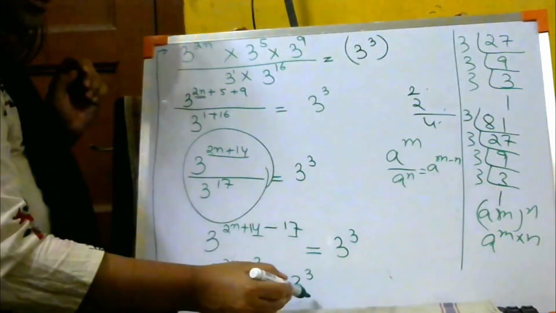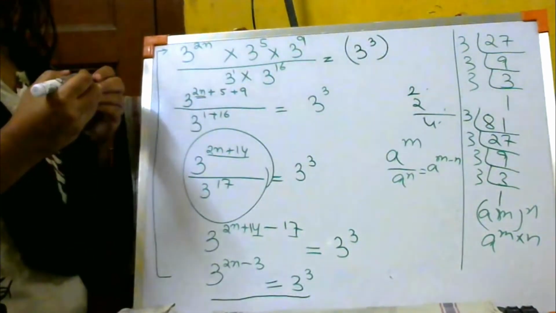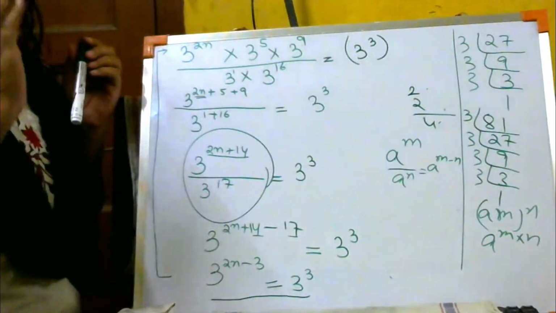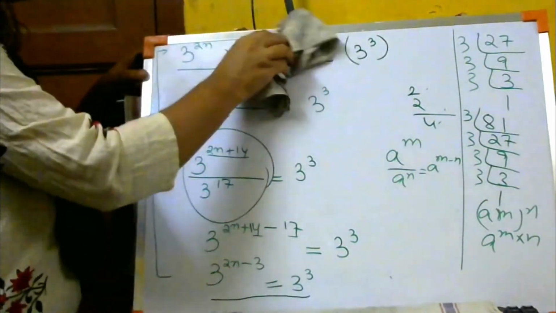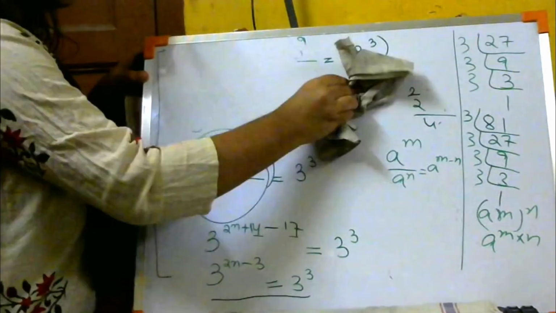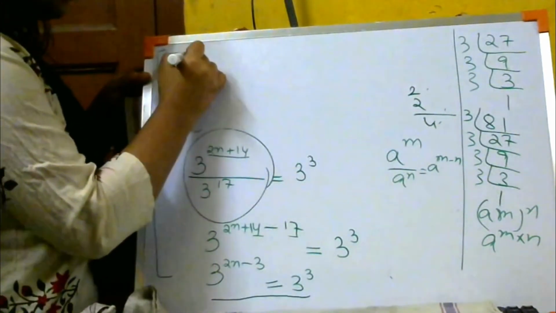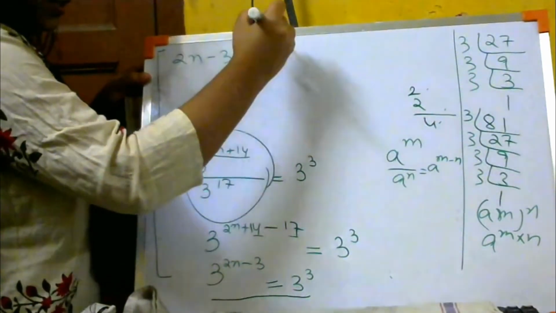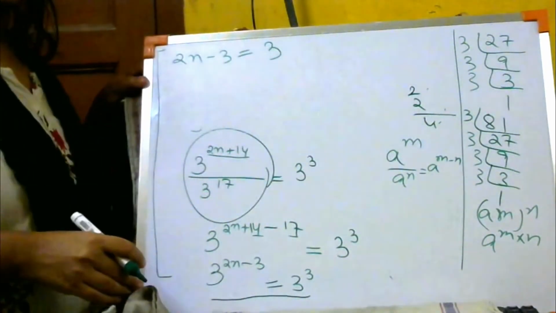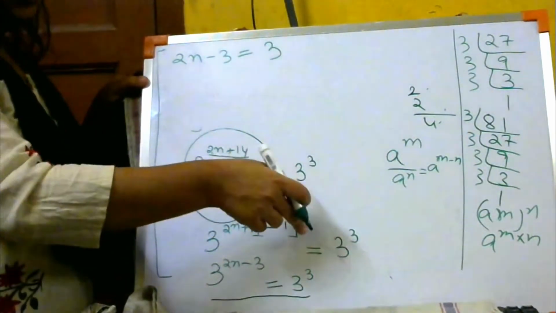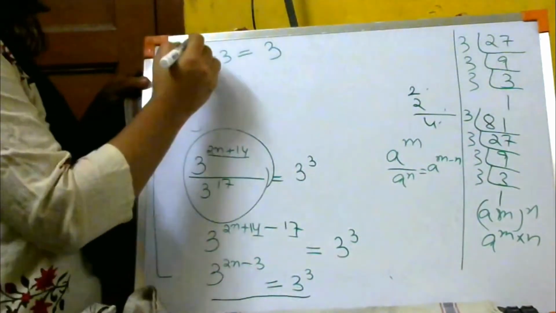So now when you come to this stage, what you are going to do? Remember from the previous sum, we are going to remove the base and only consider the powers. So what is the power over here? We are just going to solve the powers. The power is over here 2n minus 3 equals to 3. है ना? Only the powers. Look into the powers. 2n minus 3 equals to वहाँ पे है 3. Clear? So let us solve.